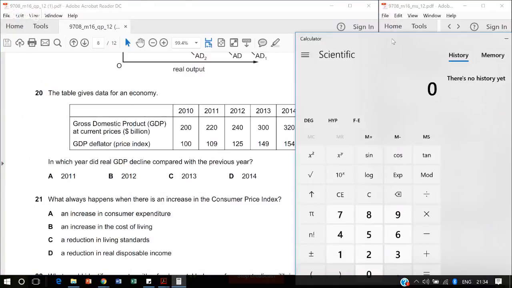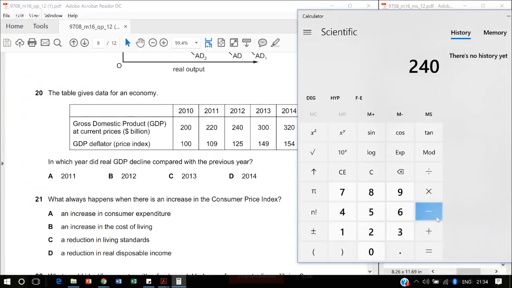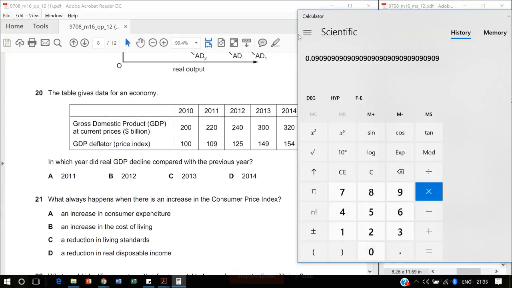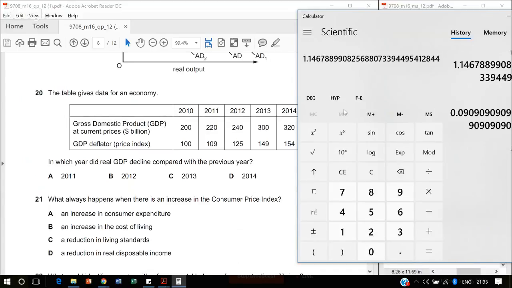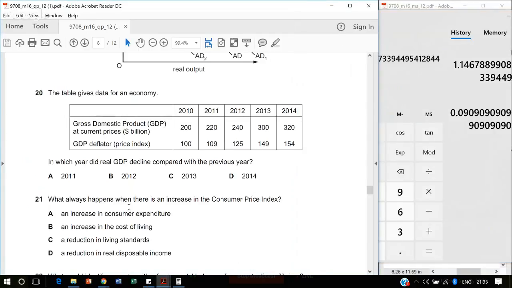So let's have a look. 240 minus 220, leaving 20 divided by 220. So there's a 9% growth in the economy, whereas inflation has increased, and these are index numbers. So starting on the price of 100, then 109, 125, which means they're very easy to work with, and you can just divide one by the other. We see that inflation is 15%, so much larger. So there's going to be a decline, which means it's going to be the period in what year? Okay, so this is that year. It grew in this year. However, it shrunk in B, 2012.